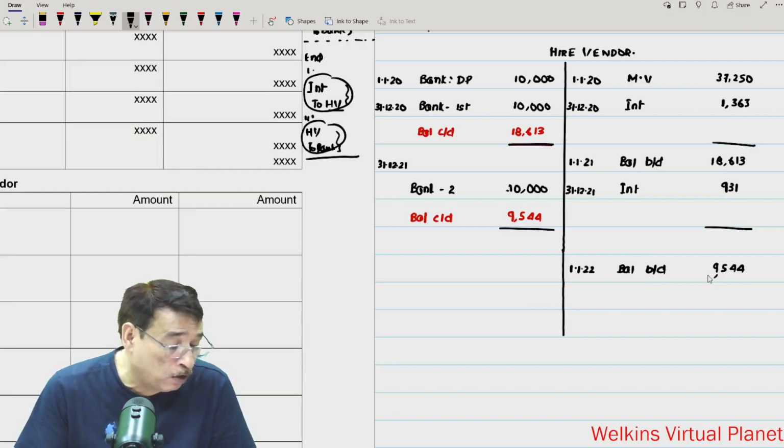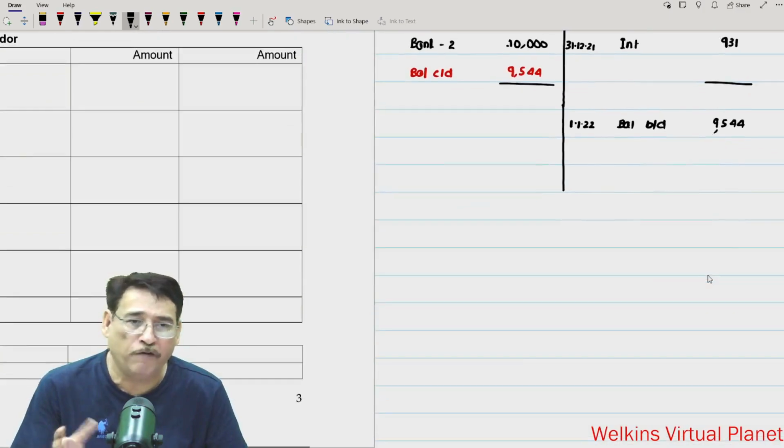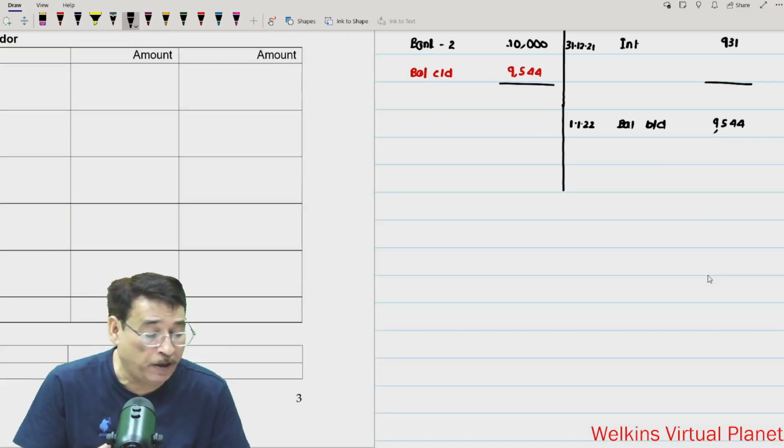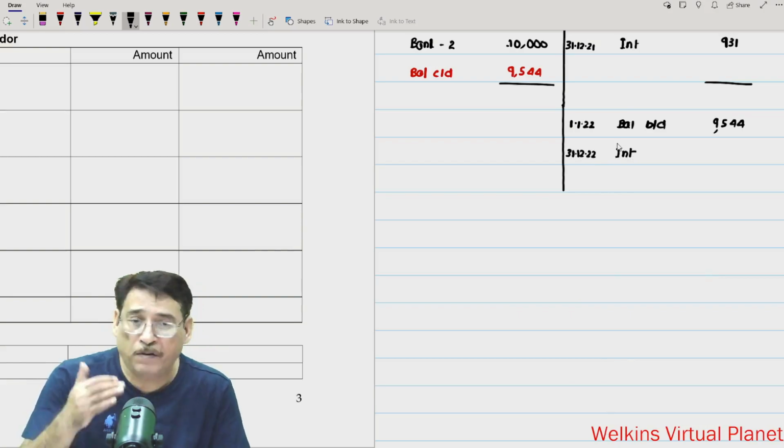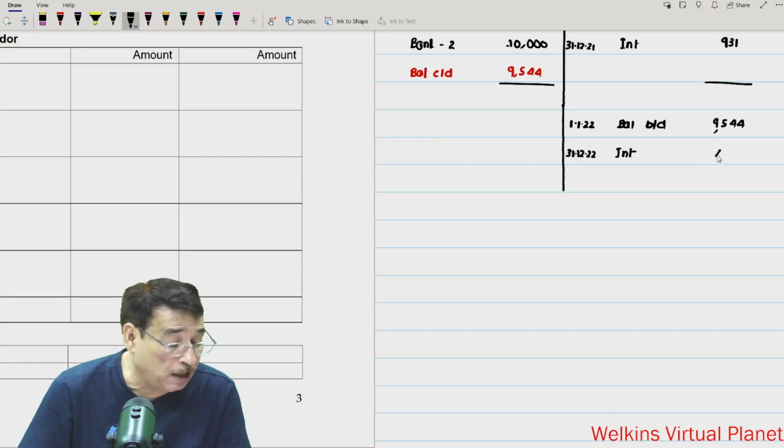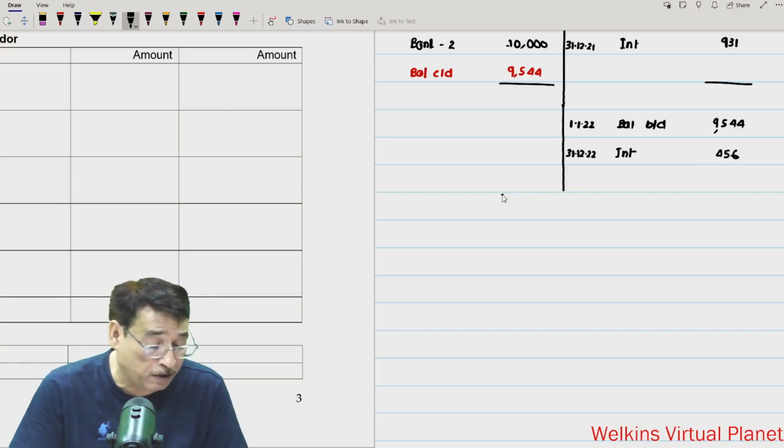In the final year also, I will pass two entries, first for interest due and then for payment. So when I make the interest due, the entry will be 31st of 12, 2022. Entry will be by interest. In the computation which we did, the last year interest was computed as 456. Is it clear to you?